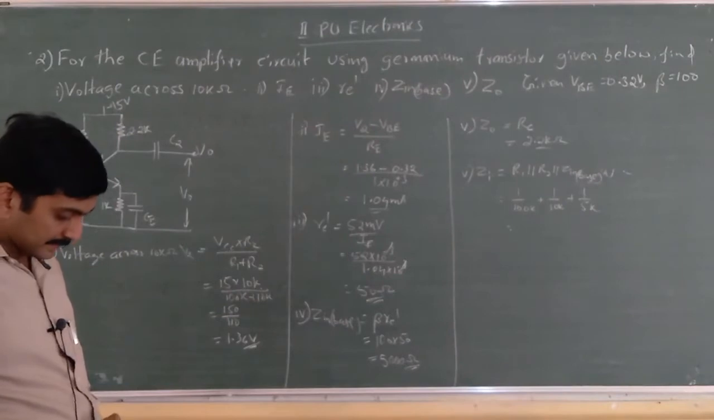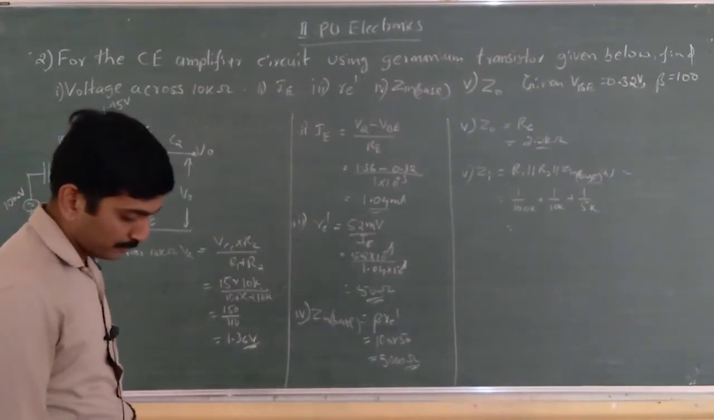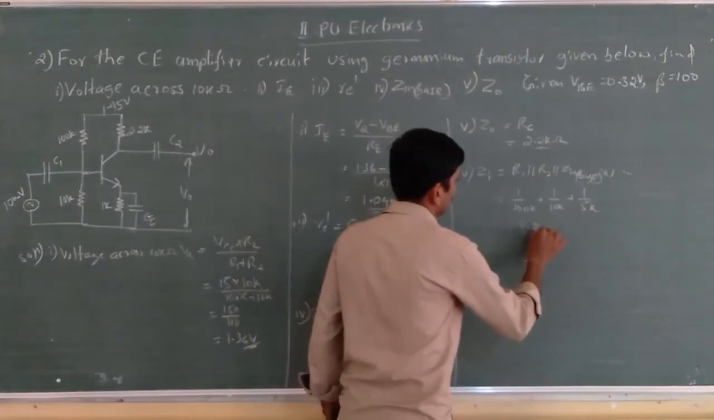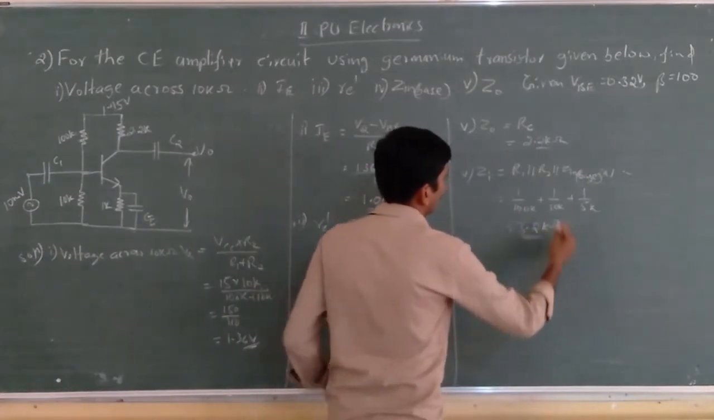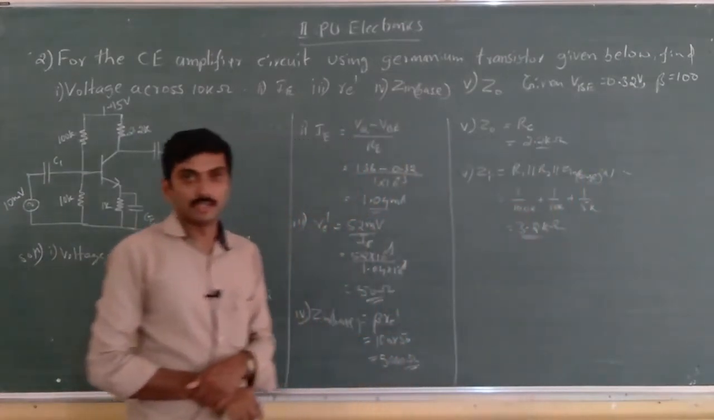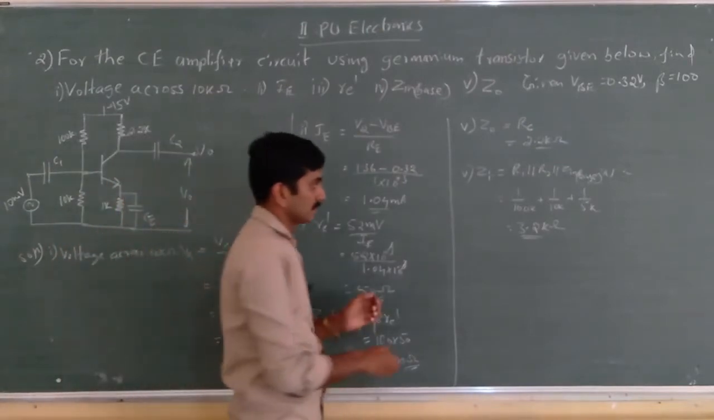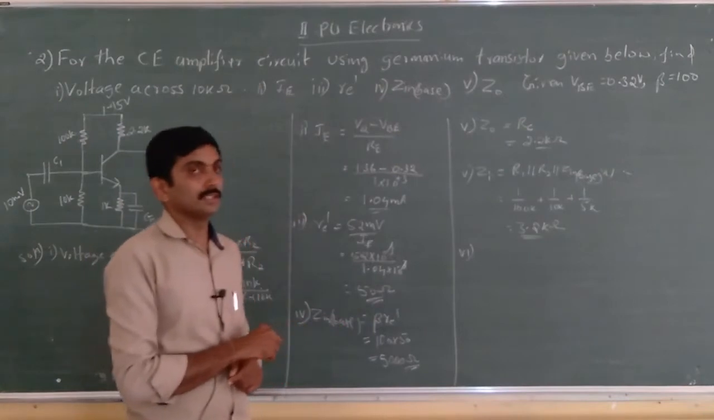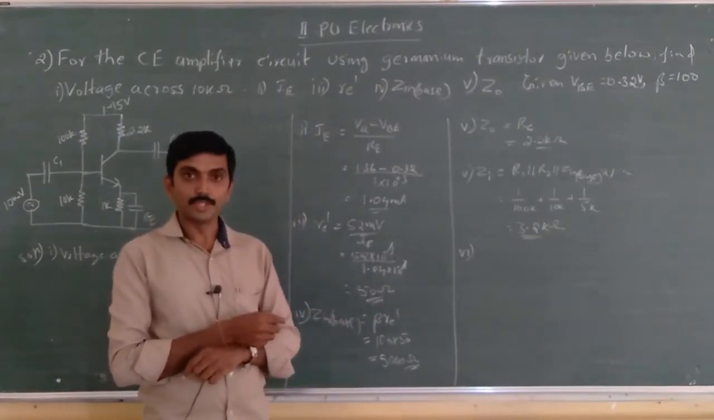So, its answer is about 3.2 kilo. Zi is 3.2 kilo. It is slightly less than Z in base. Next, the sixth calculation I can include here is the calculation of voltage gain.